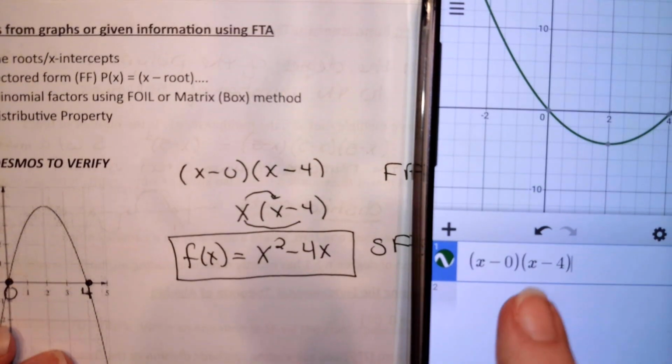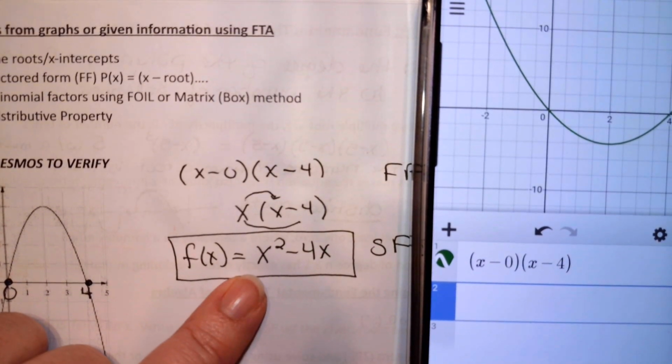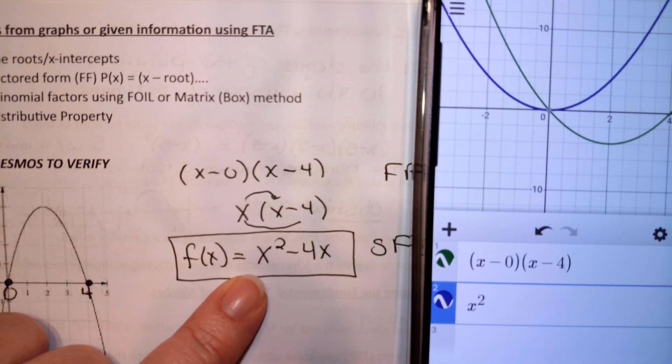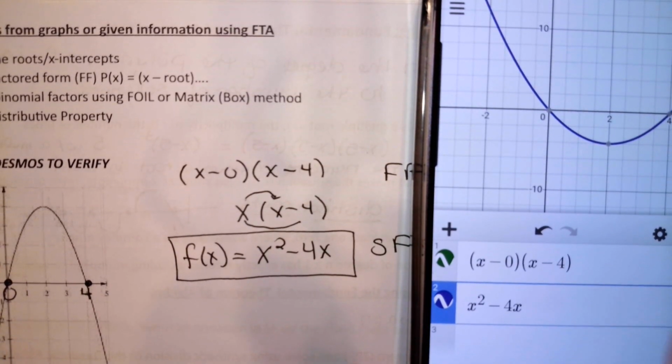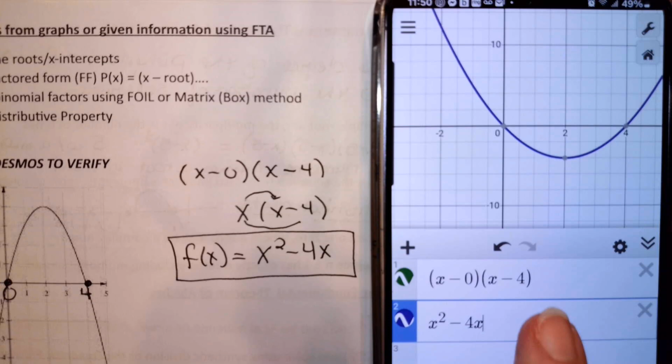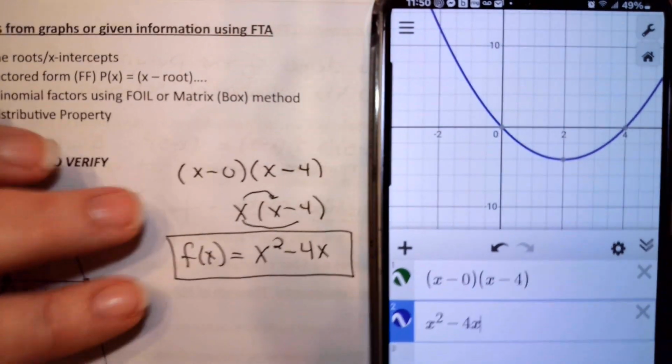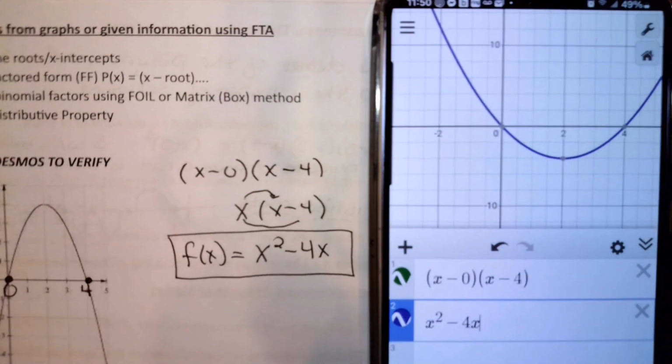That's factor form. And now let's choose our standard form. X squared minus 4x. All right, do we see different graphs or do we see the same graph? We see the same graph, so we know that these two are equivalent. So we know that our standard form is right.